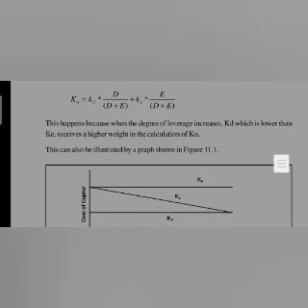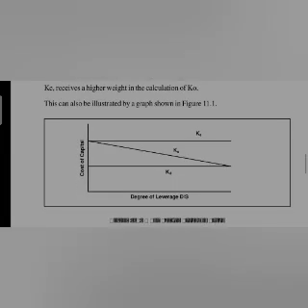This happens because when the degree of leverage increases, KD, which is lower than KE, receives a higher weight in the calculation of KO. This can also be illustrated by the graph shown in the figure. You can see the graph here.